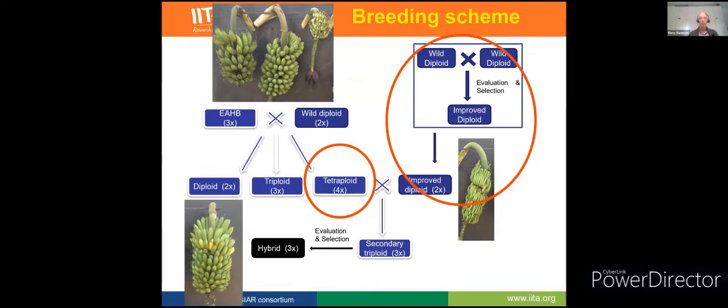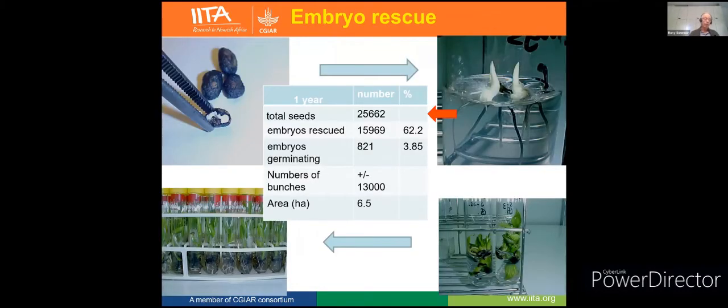Now, looking at the work further, when we have produced seeds, and that's quite a story to get seeds in a sterile banana plant. Here I want to give you an idea. So in 1 year, we produced 25,000 seeds. Look at the red arrow. We have to germinate them in vitro. So on the top left, look at it. We cut open the seeds, then we extract the embryo, and then we allow it to germinate.